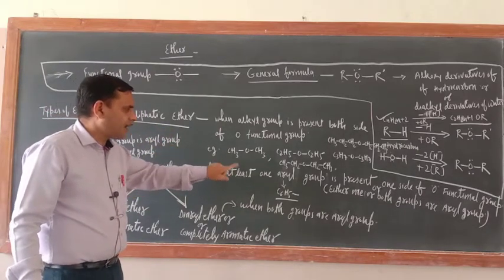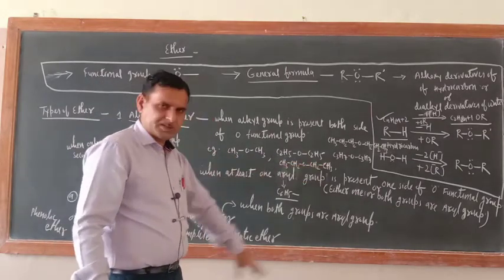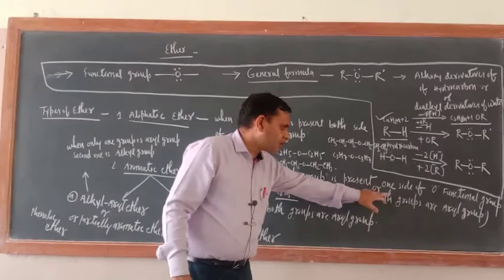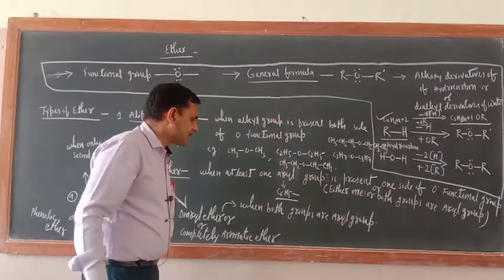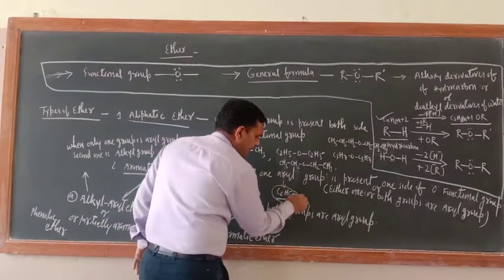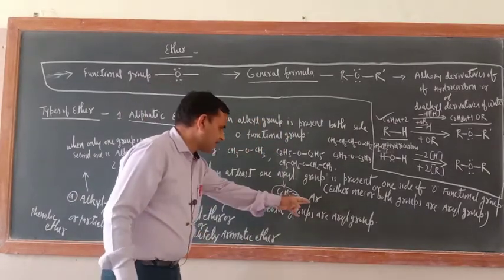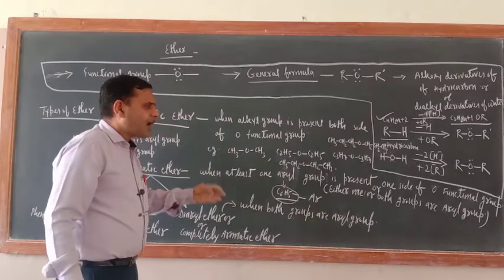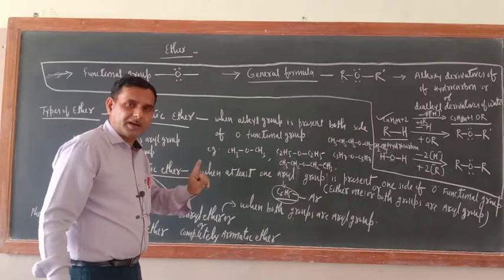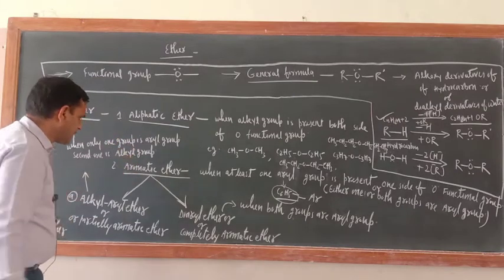When at least one aryl group is present one side of oxygen functional group. Now in standard way, what we can say? Either one or both group are aryl group. Aryl group means C6H5, just like alkyl group is there. This is represented by AR. Alkyl group is represented by R. So either one or both group are aryl group. Okay, either one means out of two, one. Actually, you will get more clarity about the aromatic ether when I will teach you this one.